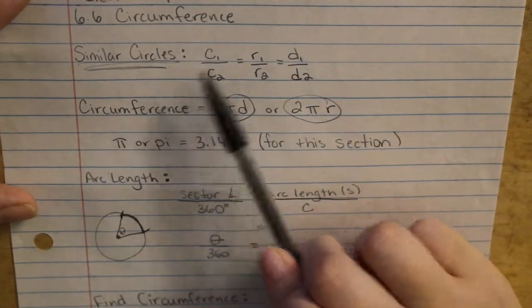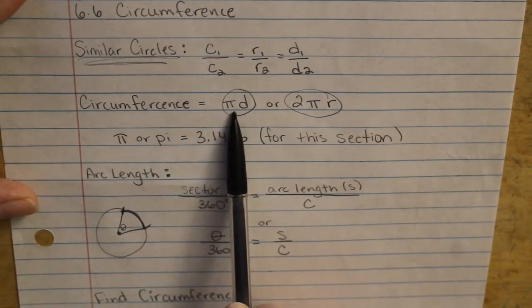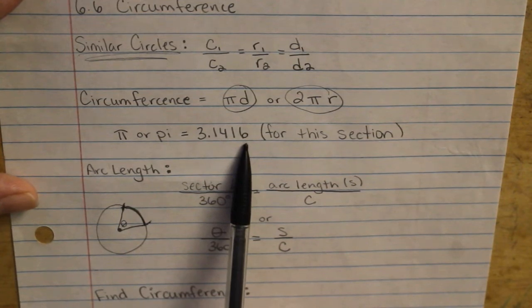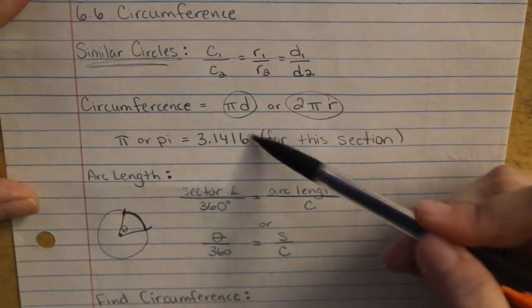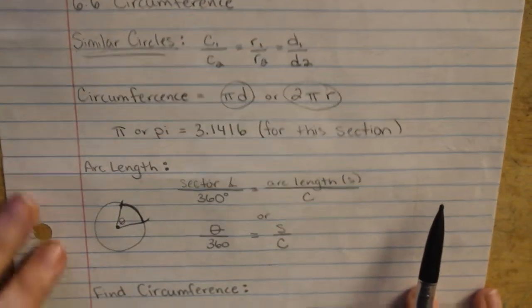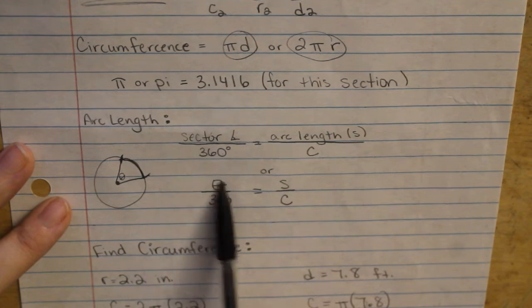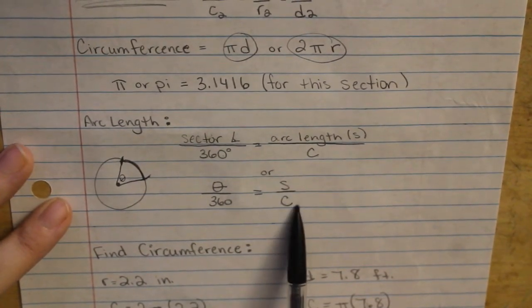So similar circles have the same ratios as similar polygons. Circumference is pi times diameter, or 2 pi r. They want you to use 3.1416 for this section. I'm fine with you using it from the calculator, but if you're doing it by hand, there's your number to use. And then arc length is equal to the theta over 360 equals arc length over circumference.